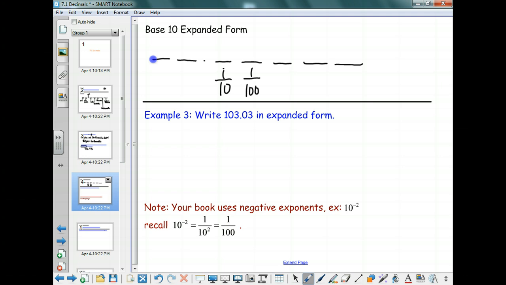And this one is 1/1000, it's 1,000th, because it's the thousandths place. And then keep going, so this is 1/10,000th, and this is 1/100,000th.